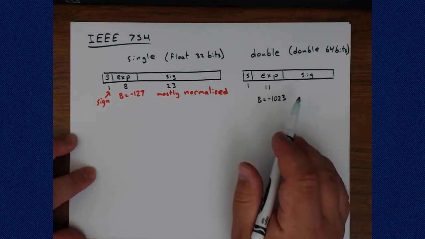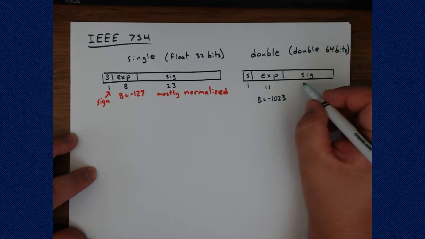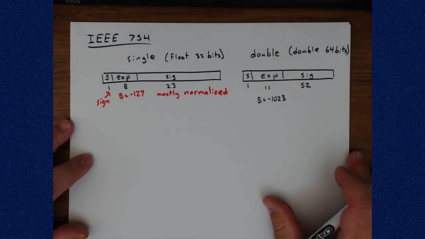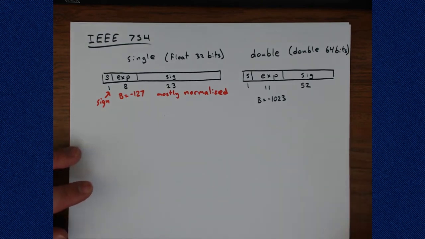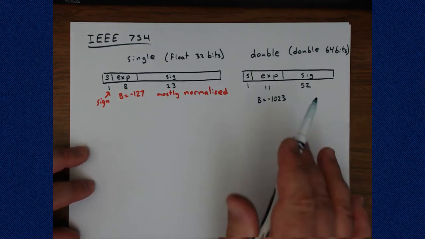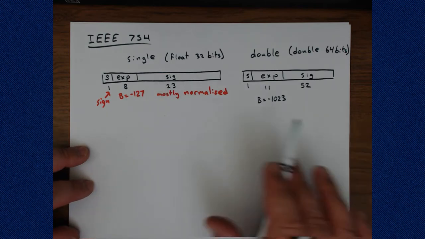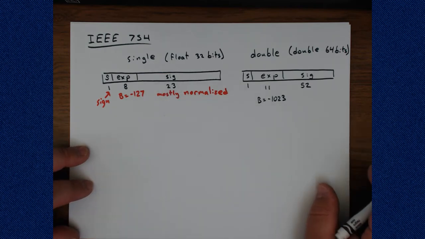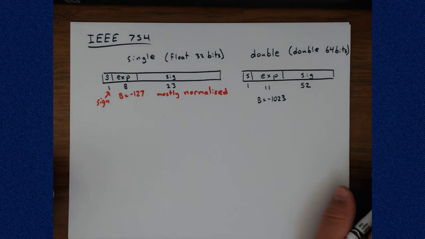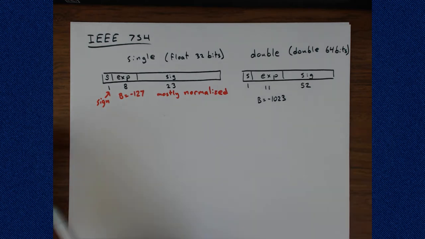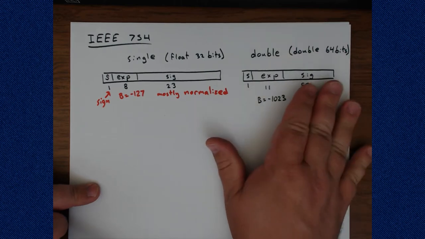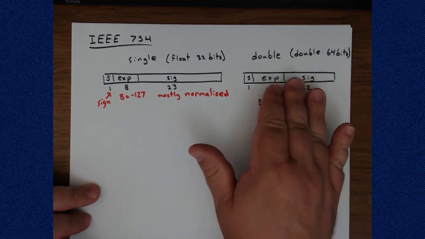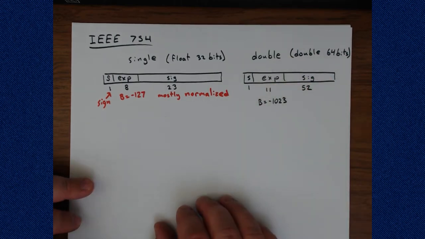Which means that for the significand, we're left with considerably more bits to work with to show the fractional element of our real values. And so we have 52 bits here, which is slightly more than double the size of the representation in our single precision value. So this is much, much more precise in the sense that there are more bits after the radix point.